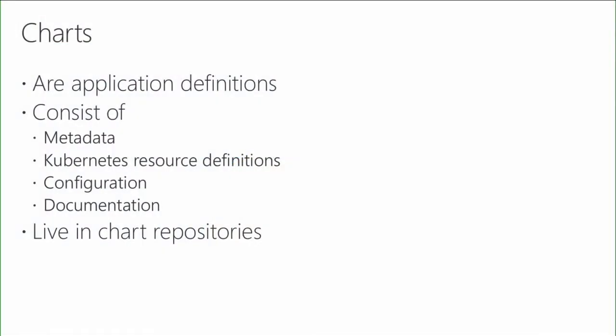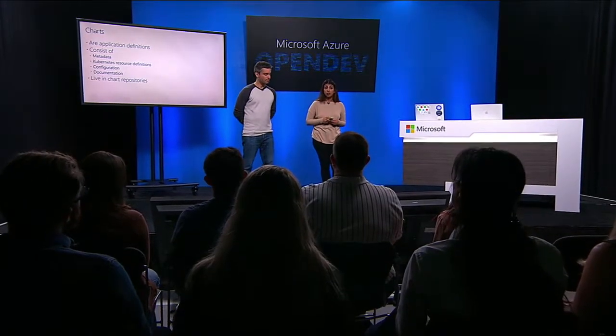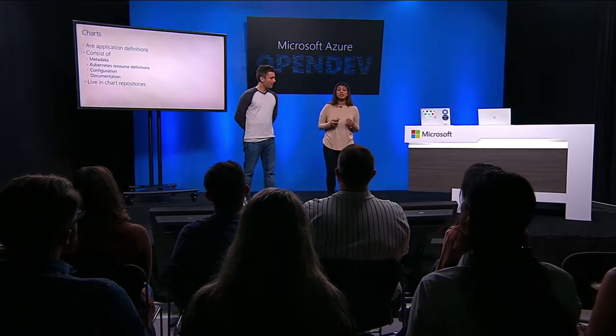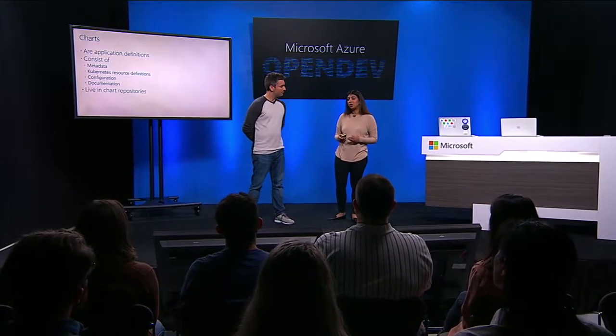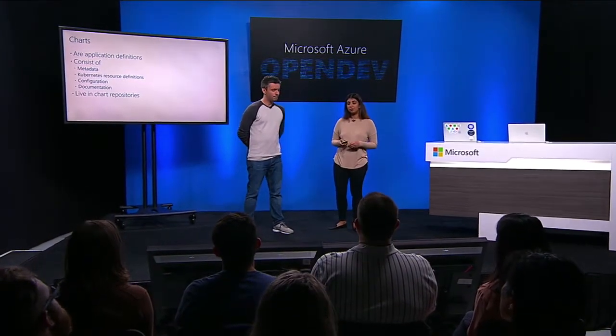In Helm, a package is a chart. It's called a chart. And a chart is an application definition. It consists of some metadata. It also has the Kubernetes resource definitions that you'll need for your chart. This is the bulk of the actual chart. These resource definitions can be templated or non-templated. If they are templated, the configuration will live inside of the chart as well. And the last piece is documentation. This documentation is important for people who are consuming your chart to understand what to do with it.